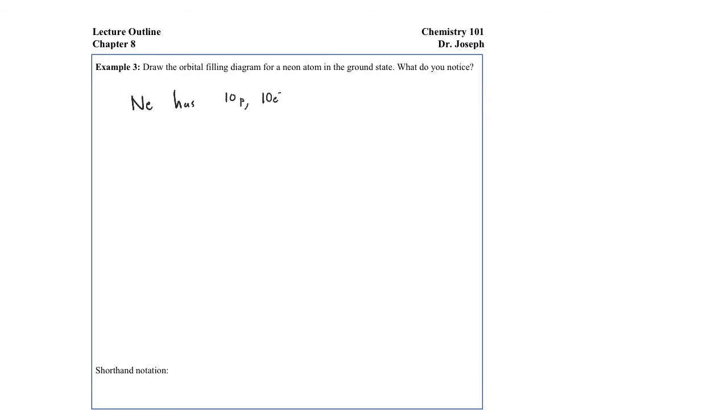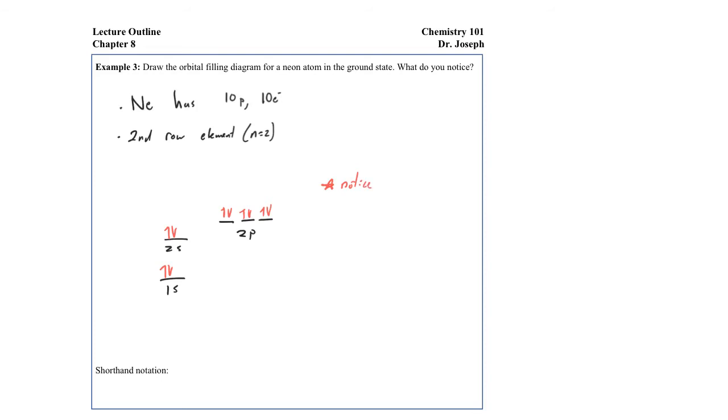So neon is element 10, and it has 10 protons, and if it's neutral, it's going to have 10 electrons. Also, it's a second row element. So that means n is equal to 2, and it will have the s orbitals and the p orbitals available to it. So let's draw those out. Okay, now I'm just going to fill these up with the 10 electrons. There's the 6, and then we get up to 10 that way.